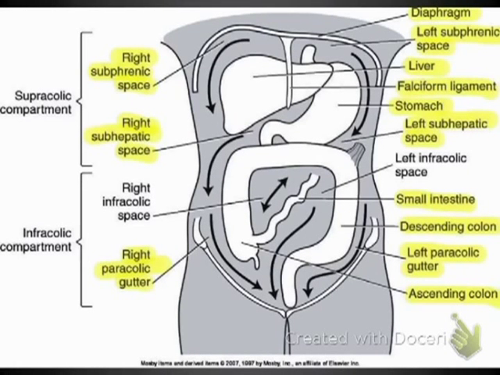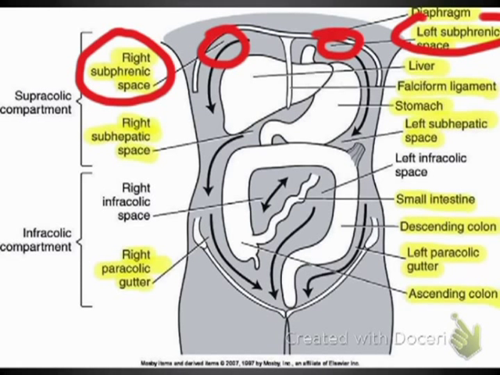So we were talking about spaces, and we do have, once again, the right subphrenic space, the left subphrenic space. So we have here and here. Also, we do have the right subhepatic space, which is below the liver, right here. And then we have the left subhepatic space, which is below the greater curvature of the stomach. And then we have the right paracolic gutter and the left paracolic gutter, but we're really not going to concern ourselves with these for the moment.